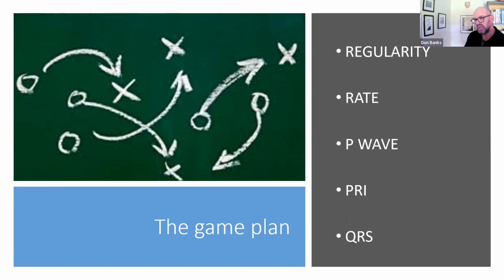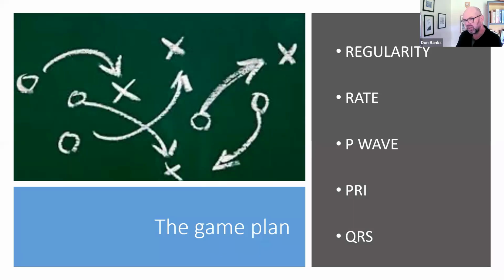The P wave really speaks for itself. If there's a P wave there and it's associated with a QRS, then it pretty much tells us where the origin of this is, and the shape of the P wave will give us some clues as to which part of the atria it's coming from.